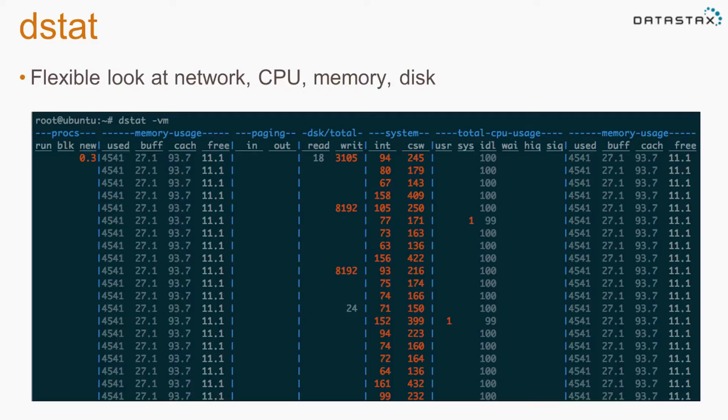dstat is a bit of a roll-up of the previous couple of tools. It gives you a really nice look at network, CPU, disk, memory, etc. Again, this should be in your Swiss Army knife of tools. Really, really great tool.